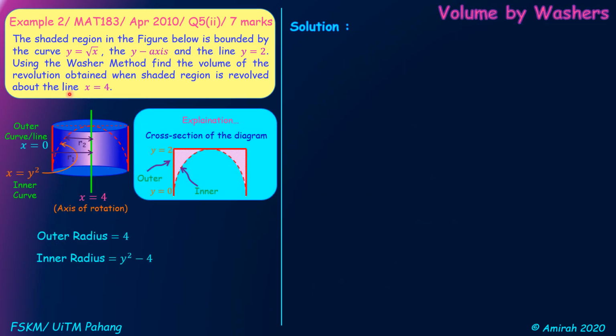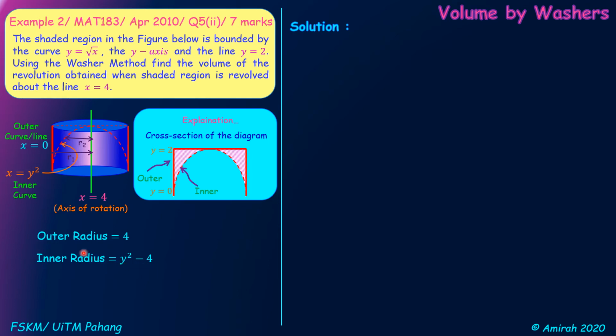From the previous slide, after the shaded region is revolved about the line x equals 4, we get this diagram. And this is the hole cut out at the center. We have a hollow here because there is a gap between the shaded region and the axis of rotation. And we get outer radius equals 4. Inner radius equals y squared minus 4.